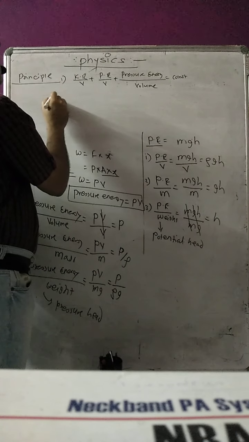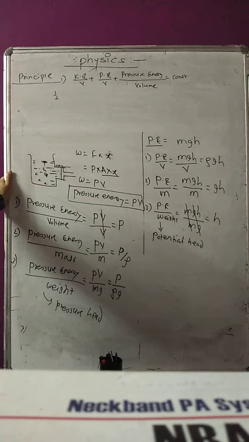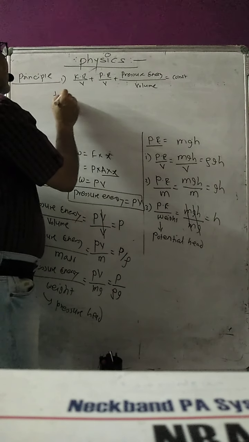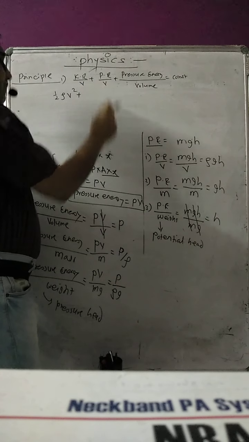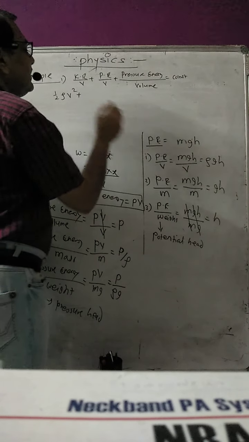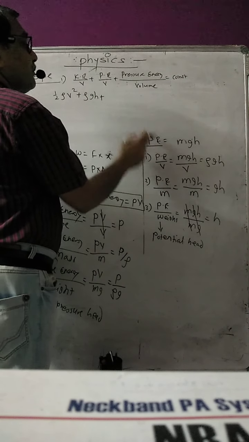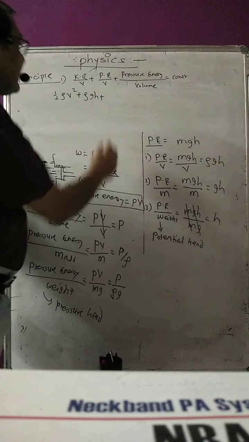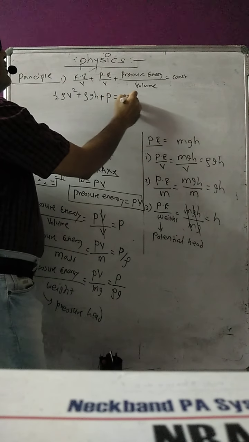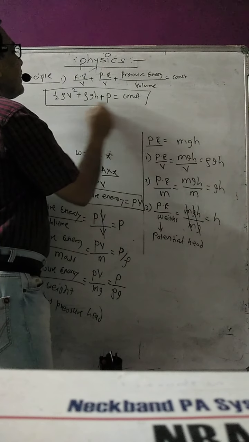So kinetic energy per unit volume is 1/2 rho into V square, where rho is the density and V is the velocity. Potential energy per unit volume is rho g h, and the pressure energy per unit volume that you have calculated is P, and the sum is equal to a constant. So this is the first statement of Bernoulli's theorem.